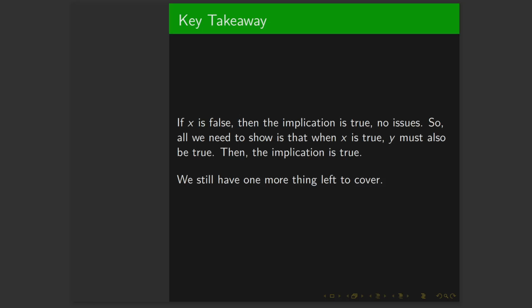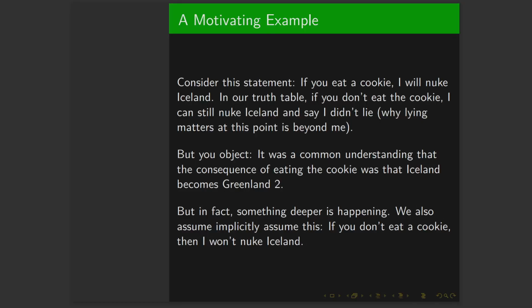We still have one more thing that we need to cover. Now let's consider the statement right here. If you eat a cookie, I'll nuke Iceland. In our truth table, if you don't eat the cookie, I could theoretically still nuke Iceland and say I didn't lie. And why does saying the truth matter at all? I don't know. But the idea is this is still technically true in the truth table.